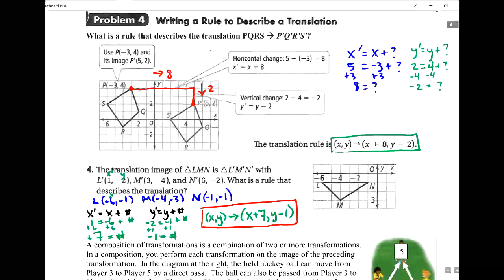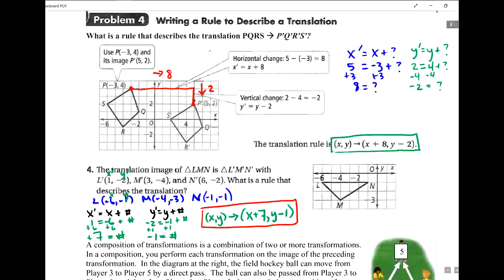Here's my y prime. Here's my y. Negative 2 equals negative 1 plus some number. Add 1 to both sides. My number is a minus 1. So my rule says that points x, y map to x plus 7, y minus 1. There's our translation rule. Now we can check this for all of these.